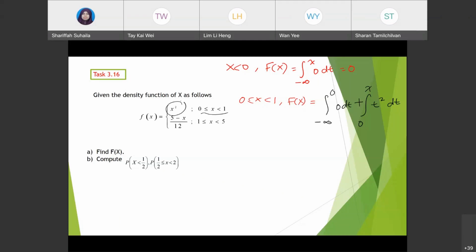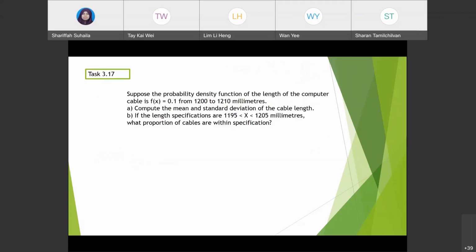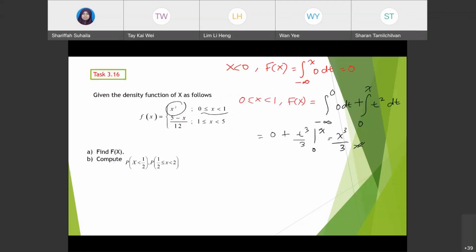So you have 0 up to x. We use a different variable, which is t, so t squared dt. So this one should give you 0, and then t cubed over 3. Then substitute 0 and x. So x cubed over 3. Again, next step, 1 and 5.